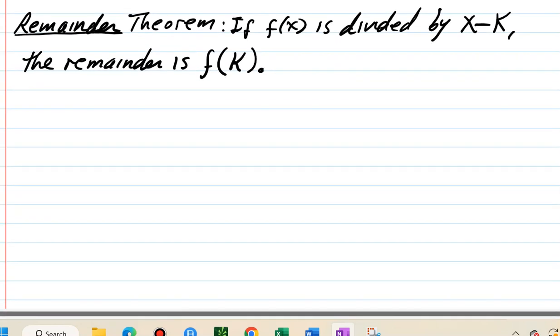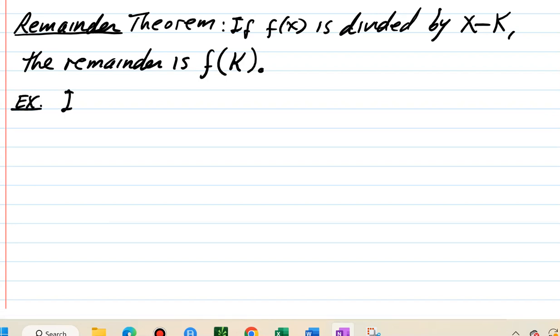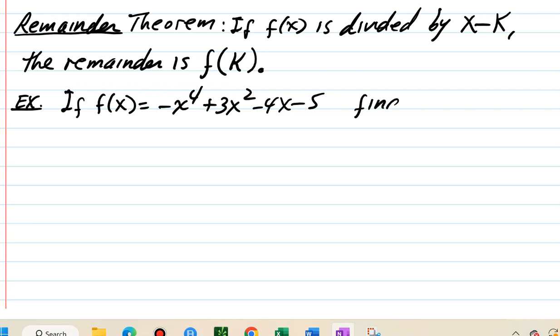So let's try and see what this is telling us. Let me give you an example of how this remainder theorem works. So I'm going to make up a polynomial function here. If f of x, for instance, is negative x to the fourth plus 3x squared minus 4x minus 5. And suppose we want to find f at negative 3. Okay, so here k is negative 3.